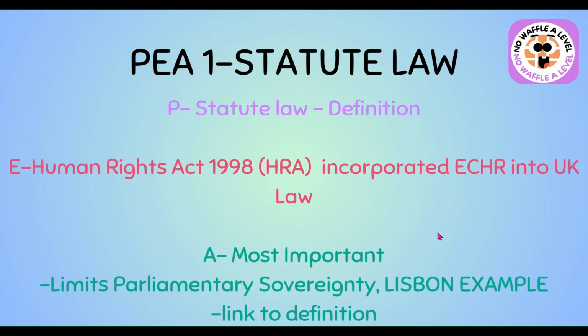And then in your analysis, you can justify how important this is. Arguably, this is the most important because it limits parliamentary sovereignty, for example. And there's a Lisbon example, which we're going to go into in more detail in just a second. But you can always talk about how a law has been passed by both houses, so it's received majority agreement. And in this case, it actually limited parliamentary sovereignty. So you can talk about how this impacts one of the pillars of our constitution in general as well. The Lisbon example is the Lisbon Treaty of 2007, which meant that European laws took precedence over Westminster laws at one time as well. So you can reinforce the Human Rights Act example with this.